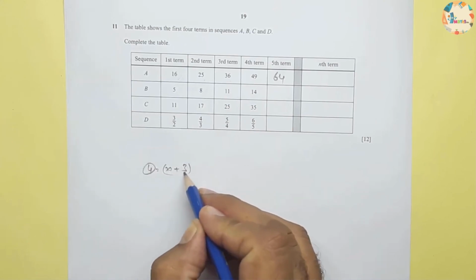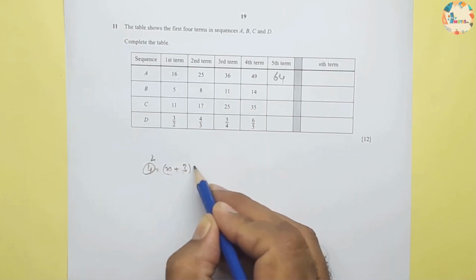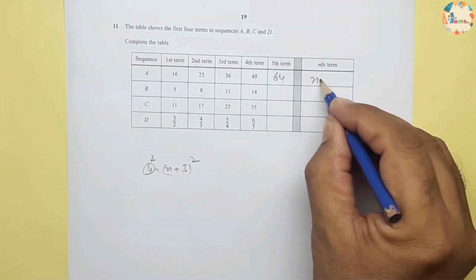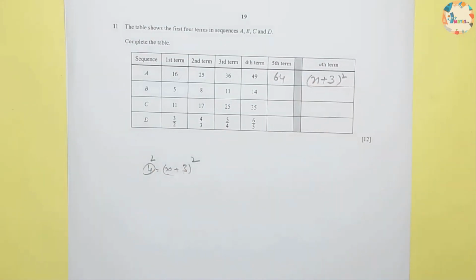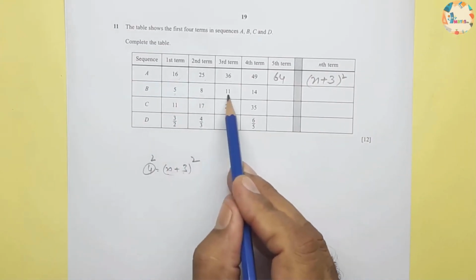So we'll write n plus, we need 4 square. So n plus 3 squared. So formula will be n plus 3 whole squared. This will be the formula. Next sequence is 5, 8, 11 and 14.